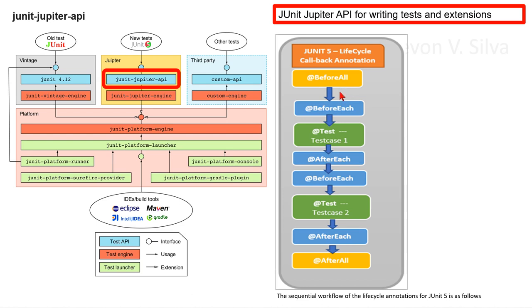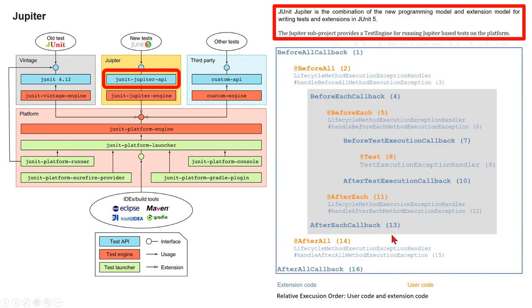Here the @BeforeAll is connected to @BeforeEach, and @BeforeEach is connected to test case 1. It is connected to @AfterEach, and then @AfterEach is connected to @BeforeEach, and @BeforeEach is connected to test case 2, and it is connected to @AfterEach, and @AfterEach is connected to @AfterAll. Here you can see the relative execution order of the user code and extension code.